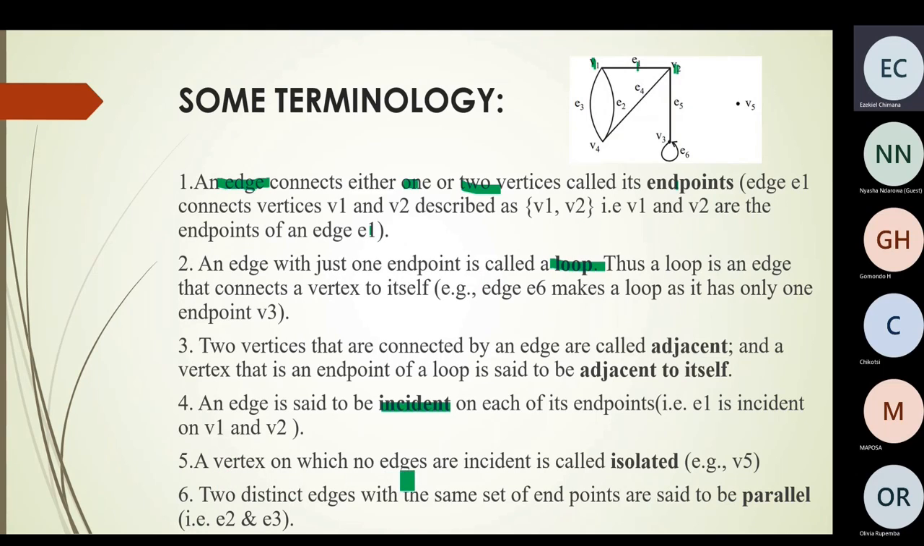Also, a vertex on which no edges are incident is called isolated. We can also have isolated vertices on our graph. Like here, V5 is an isolated vertex. Why? Because there is no other vertex which is adjacent to it, connected to it, or linked to it. That's an isolated vertex. Two distinct edges with the same set of endpoints are said to be parallel.